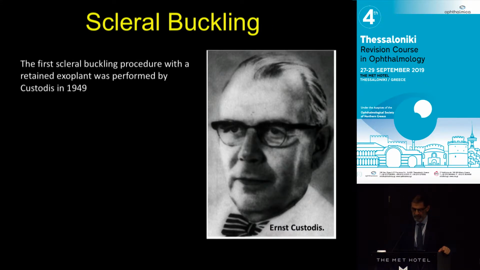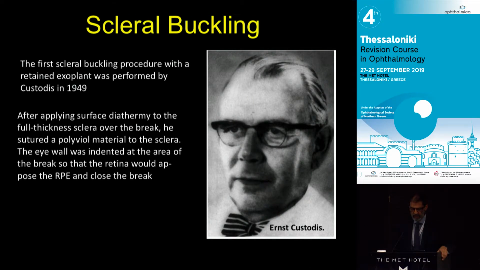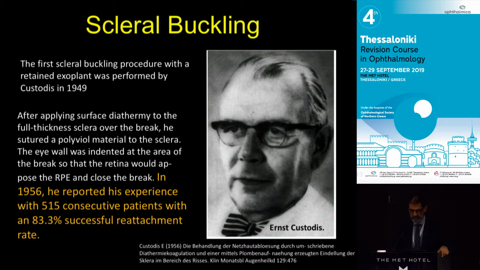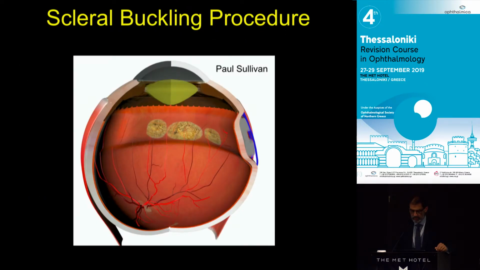We start with scleral buckling. The first scleral buckling happened well after Gonin's delivery of sealing the tear, which he used to do with diathermy in 1949; he was able to apply diathermy externally and then put the buckle on. And it may well be that it was the buckle that did the trick rather than the diathermy. It's just worth noting, in 1956, in his first publication, 515 consecutive cases with an 83% successful reattachment rate, and that hasn't improved by much over the successive 50 years. So what about the scleral buckling procedure?